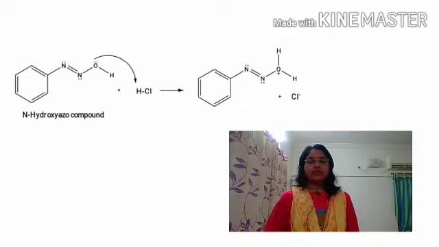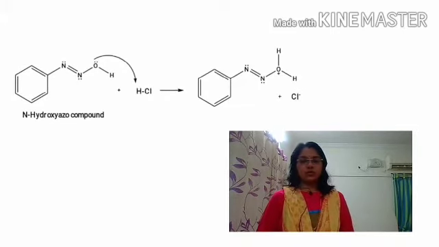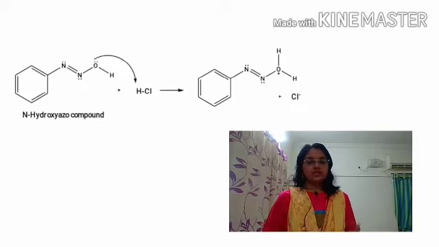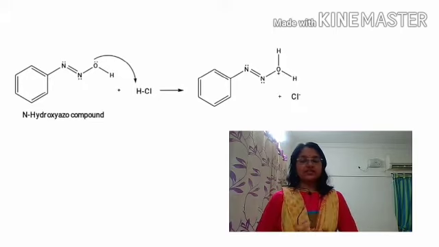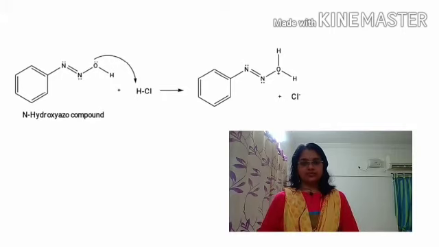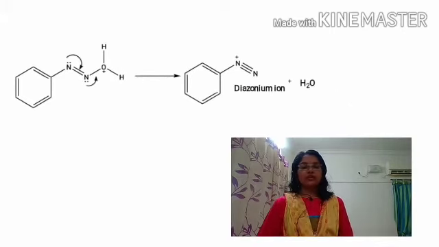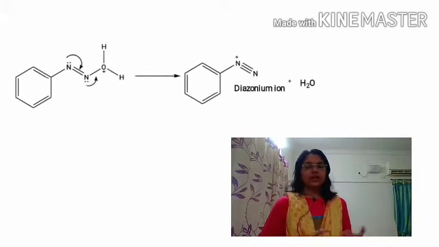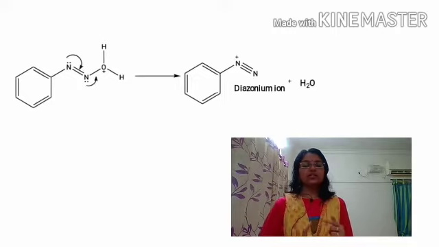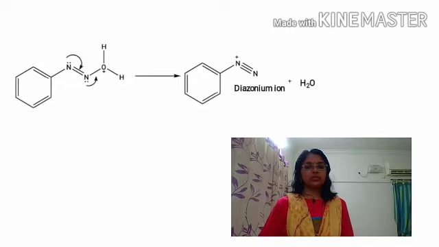So after the formation of an N-hydroxyazo compound, it again reacts with the acid. Then oxygen starts protonating again and results in the formation of water. Then the water molecule will be easily left out, and the aromatic nitrogen containing lone pair electrons start to shift and result in the formation of a triple bond with a positive charge on the nitrogen atom, that is the diazonium ion.